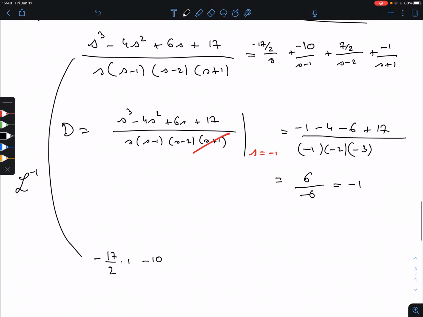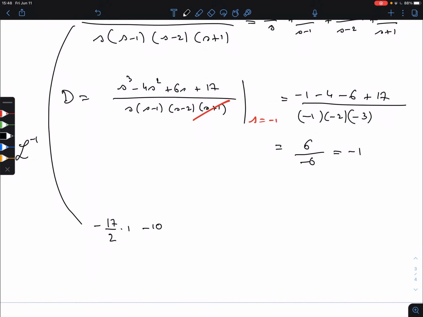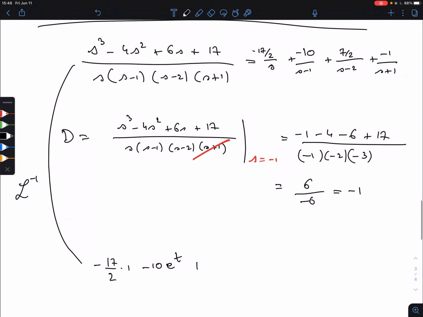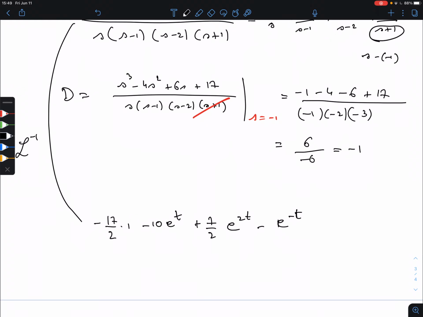This is a shift by 1, so this is e to the t, and then plus 7/2. What is the shift here? 2, so e to the 2t. And then finally, minus 1. What is the shift here? Be careful. The shift here is minus 1, so this is s minus minus 1, so we have e to the minus t here. And this is our original function of which we took the transform.